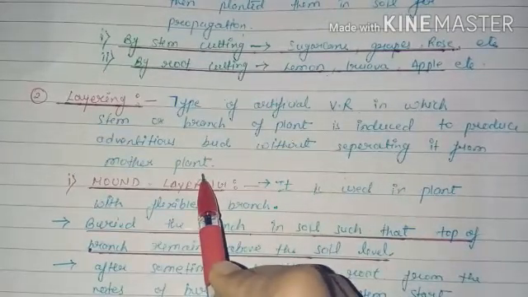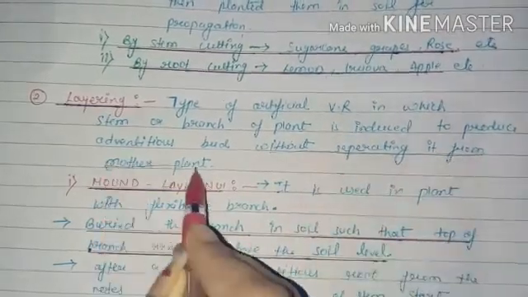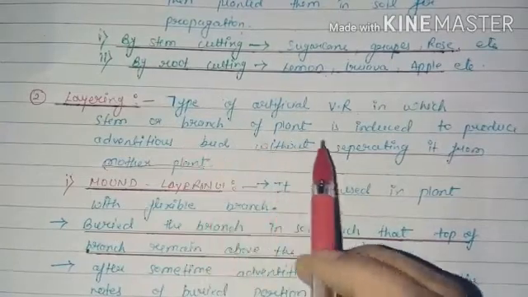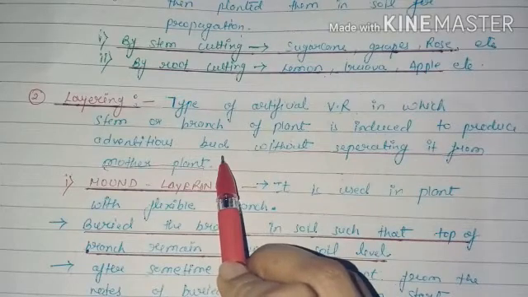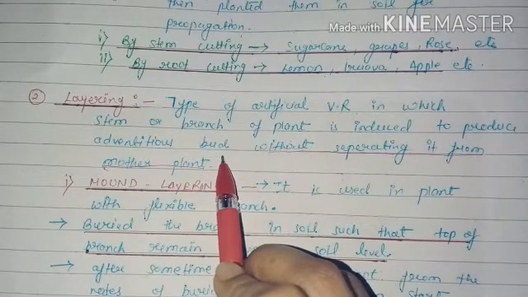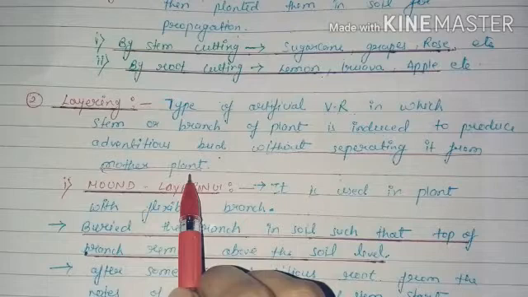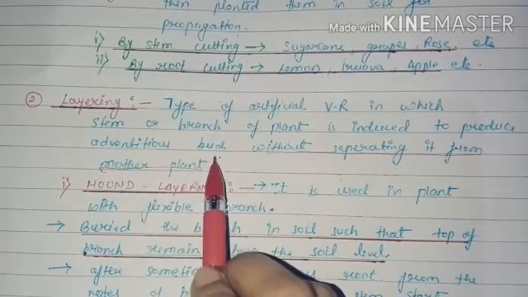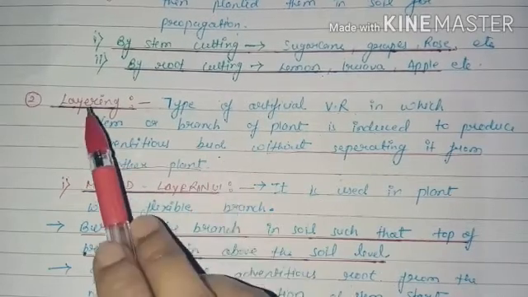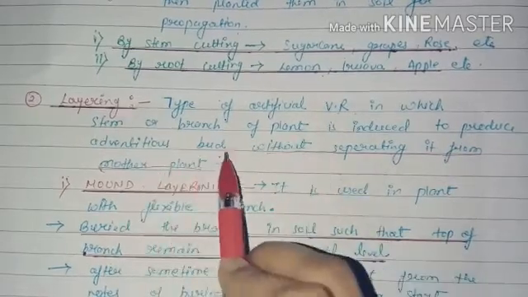The most important line here is that without separating from the mother plant, we have to induce the plant to produce adventitious buds. The adventitious buds arise there without separating it from the mother plant, and from that bud the new plant arises. That process is known as layering. The main point is: without separating, induce adventitious buds.